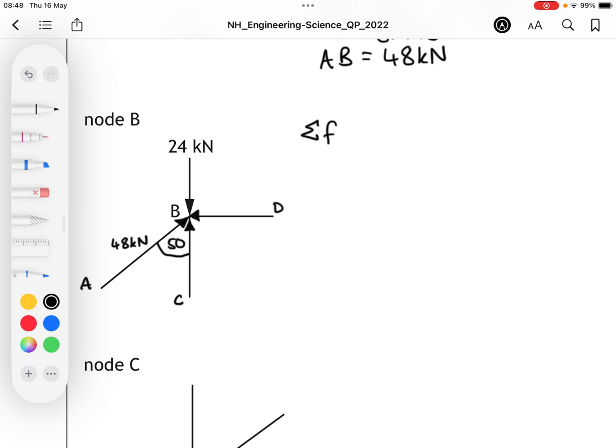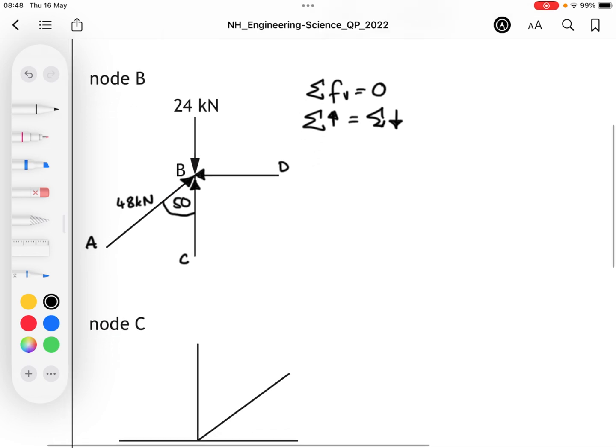So our sum of vertical forces is going to be equal to 0, and that means that the sum of whatever's coming up has to be equal to the sum of whatever's going down. Going up, we've got our vertical component of AB, and we've also got all of BC. And coming down, we've got the 24 kilonewton force that's acting on B.